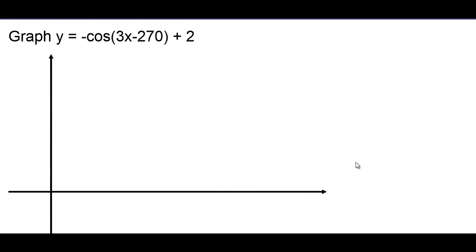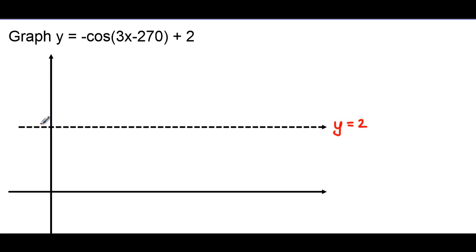Okay, we're going to graph one final curve. And to give us a little bit more of a challenge, we're going to make it a cosine curve. We're going to graph y equals negative cos of 3x minus 270 plus 2. There's a lot going on here. But to start any question that we need to graph, we always start with the horizontal axis, which is just the c value. In this case, positive 2. So let's put our horizontal axis here at positive 2, and don't forget to label it. Y equals 2. I'm also going to put a 2 right here.